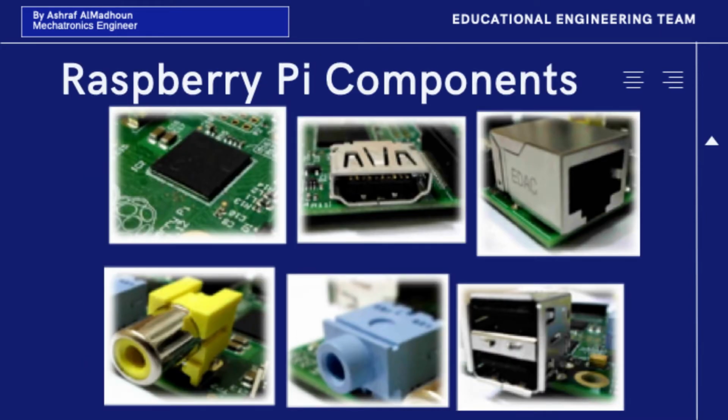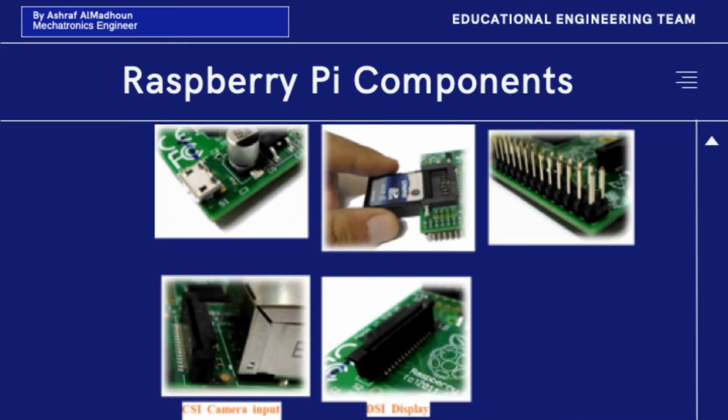So here you can see another view of the Raspberry Pi components, which are the USB port, the HDMI port, the audio jack, and we also have the Ethernet port, and more here that can be seen for the components. We also have below here the CSI camera input and the DSI display. We also have above, you can appreciate the SD card being installed or placed inside.